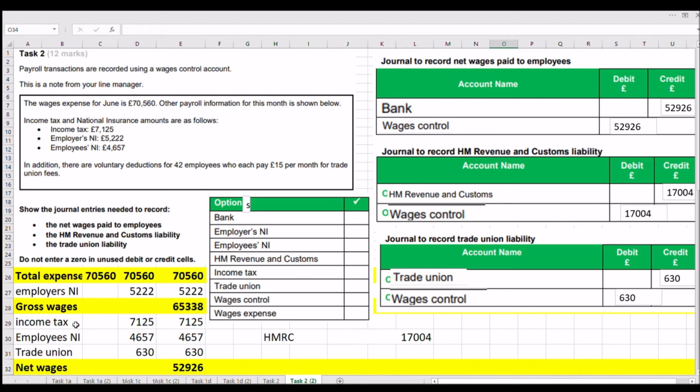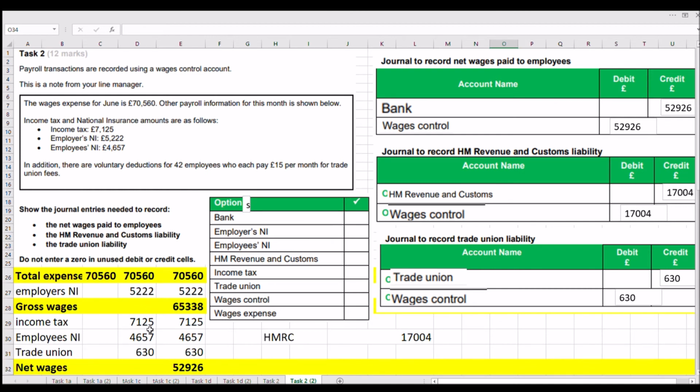Here we've got income tax, which is an employees' expense. Employers' national insurance is an employers' expense, employees' national insurance is an employees' expense. There could have been pension contributions: employers' pension contributions would be an employers' expense, and employees' pension contributions an employees' expense. We've also got these voluntary deductions, which are trade union fees, and they are an employee's expense. So we drop those into the table here.